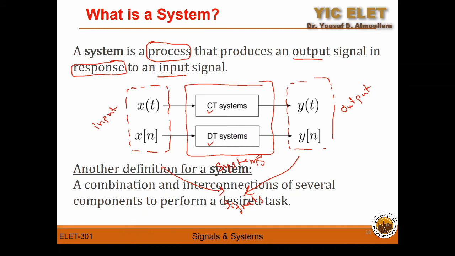Another definition of a system would be a combination and interconnection of several components to perform a desired task. So if we want to perform a desired task, like heating something, we put an input into it and we monitor the output of this system. Like if we supply a voltage as an input and we monitor the temperature as an output, the system would be our heater in the middle.